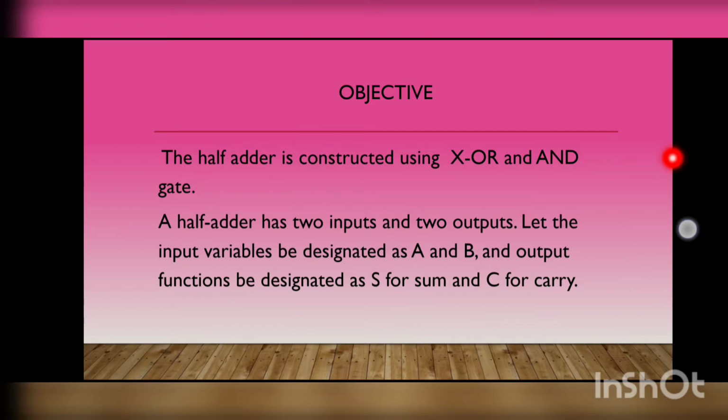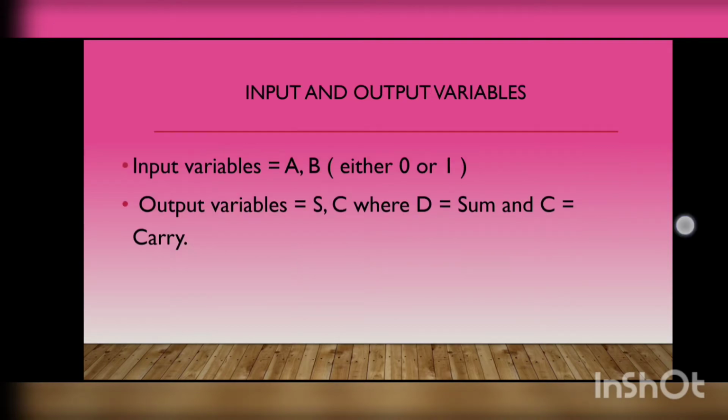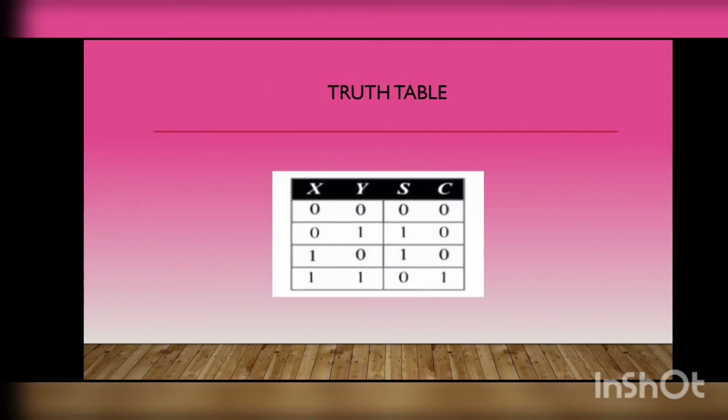The half adder has two inputs and two outputs. Let the input variables be designated as A and B and output functions be designated as S for sum and C for carry. Input and output variables. Input variables are A and B, either 0 or 1. Output variables are S and C, where S is equal to sum and C is equal to carry.